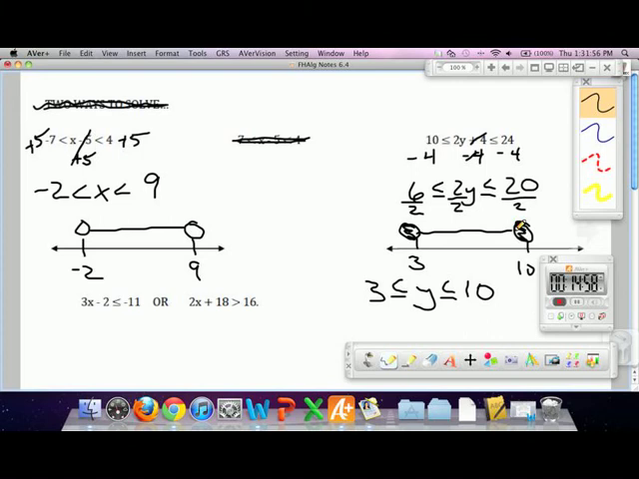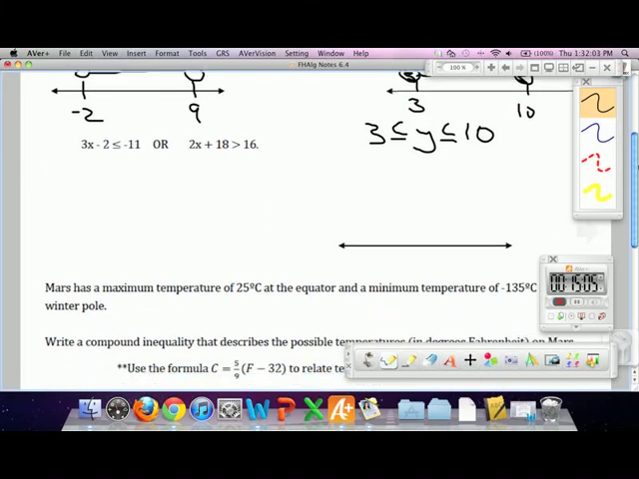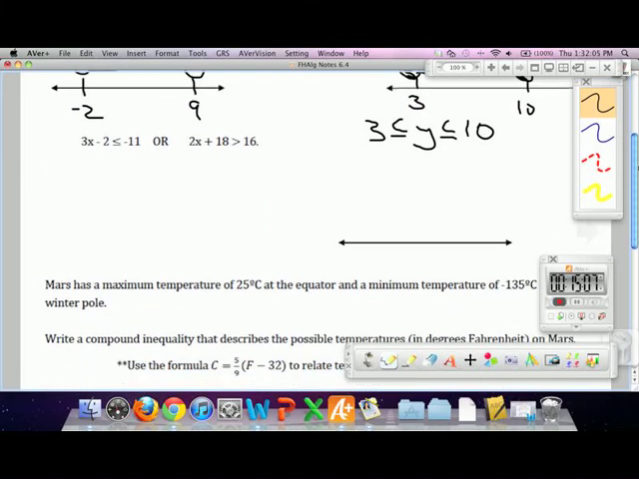Ors are a little bit easier. There's not really anything to remember. If there's two inequalities for an or, we'll just solve both of them and graph both of them. So solve this guy, graph it. Solve this guy, graph it. 3x minus 2 is less than or equal to negative 11. Add 2. 3x is less than or equal to negative 9.